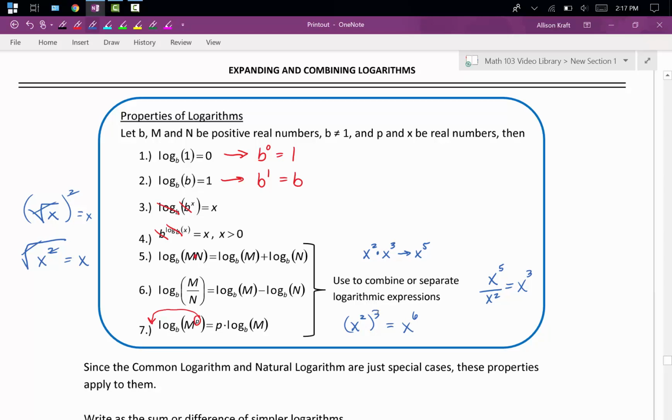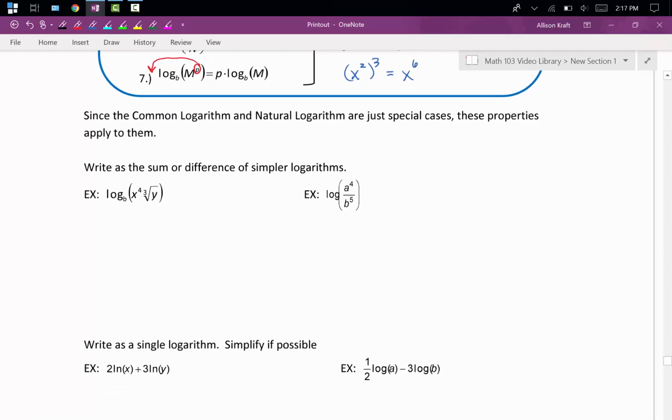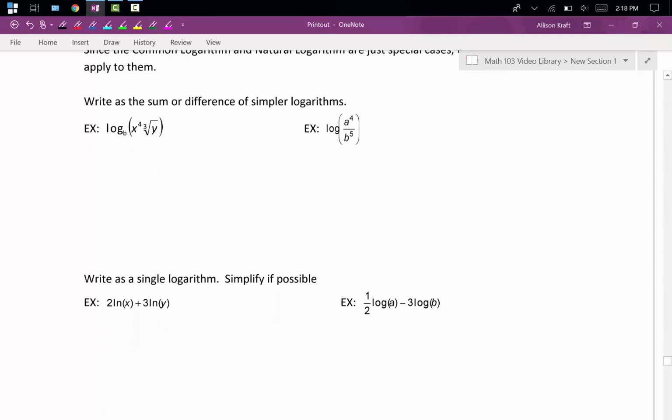So let's use these last three properties to expand and combine logs. Please note that the common log and the natural log are just special case logs, so all of the properties we discuss apply to them as well. So let's write these logarithmic expressions as the sum or difference of simpler logs. When they say simpler logs, they mean that there's less stuff in the argument. Sometimes your answer ends up looking more complicated than the original problem.